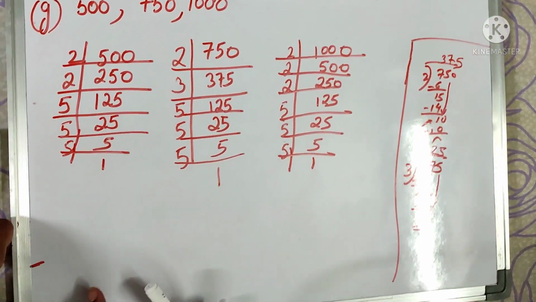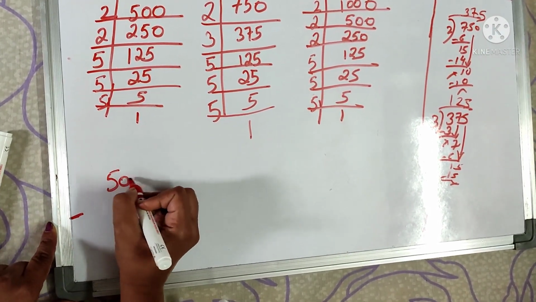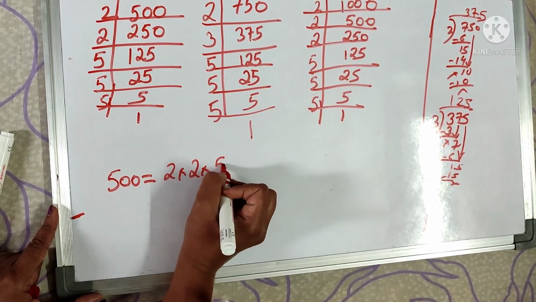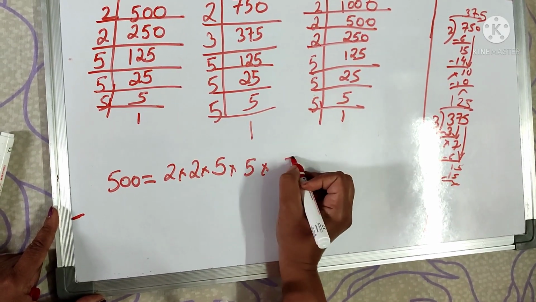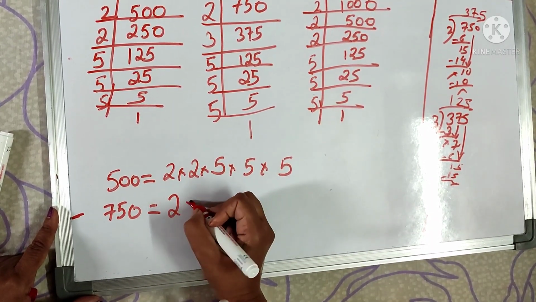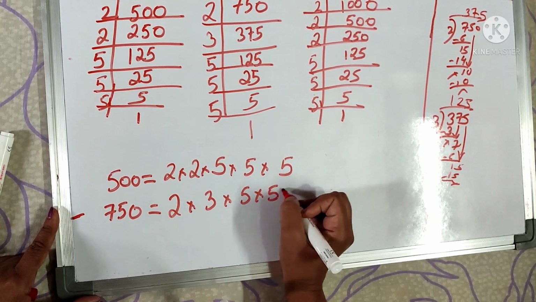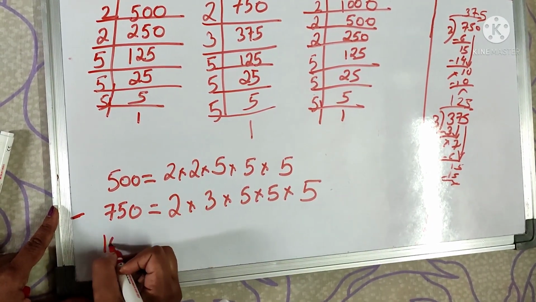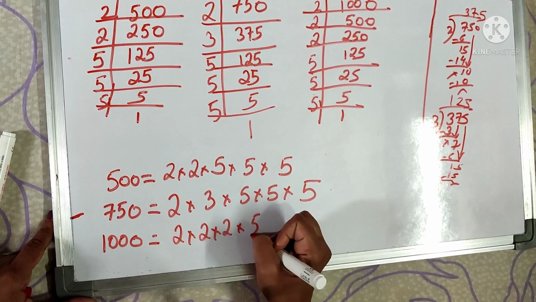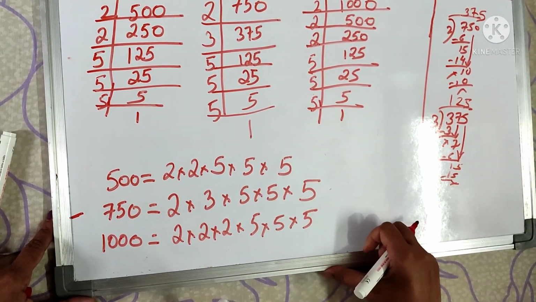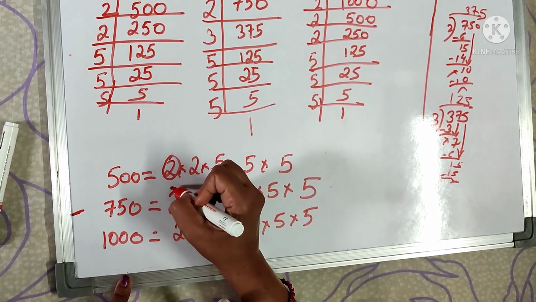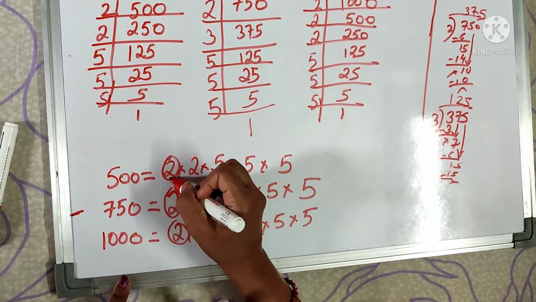Now I will list all the prime factors. 500 is equal to 2 into 2 into 5 into 5 into 5. Now 750 is equal to 2 into 3 into 5 into 5 into 5, and then 1000 is equal to 2 into 2 into 2 into 5 into 5 into 5. Now I have to find the common factors. See, 2 is common in all the three numbers, so this is common.